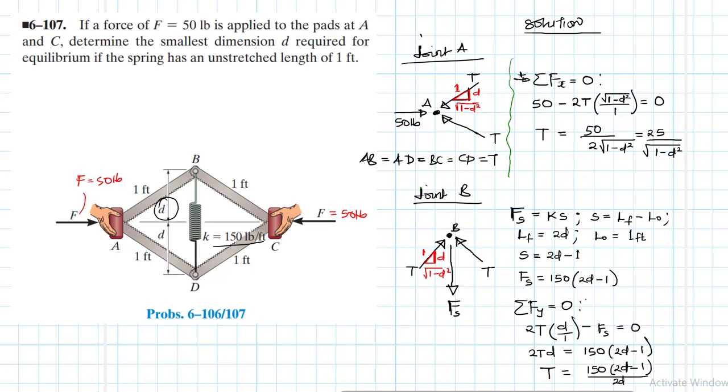Okay, so this is what we have. I think I'll need to wrap. So let me just write one part of T that I found. We said one part of T is equal to 25 divided by root of 1 minus D squared. Okay, so let me wrap this so that I have some space.